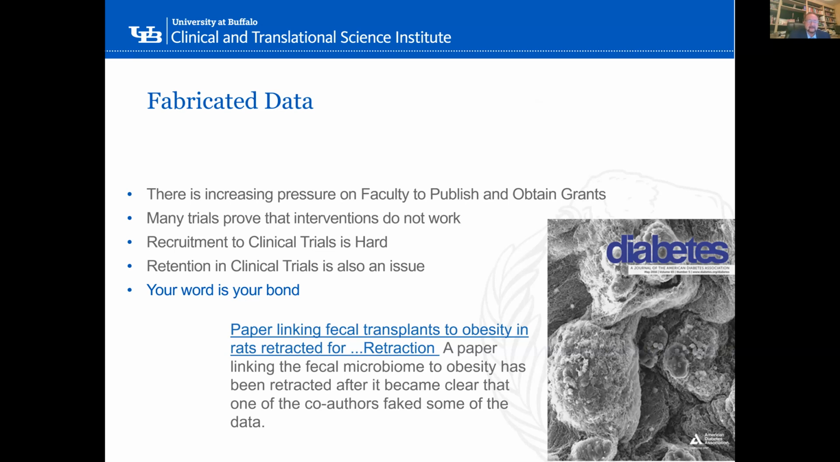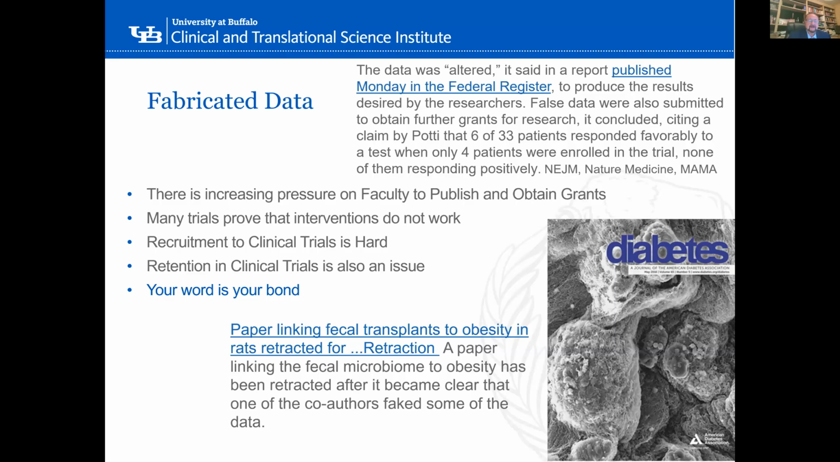This particular paper on fecal transplants and obesity was retracted. It linked the fecal microbiome to obesity, and has been retracted after it became clear that the authors faked some of the data. It was said in a report published in the Federal Register, so everybody got to see it. To produce the results desired by the researchers, false data was submitted, and further grants were obtained. It was claimed that 6 of 33 patients responded favorably to the test when only 4 patients were enrolled in the trial. None of them responded positively, and this was published afterward when this was retracted.